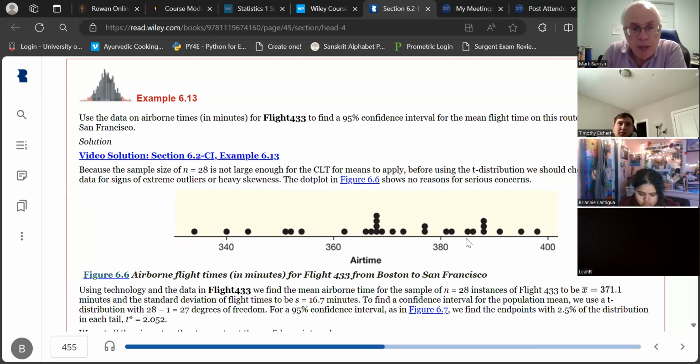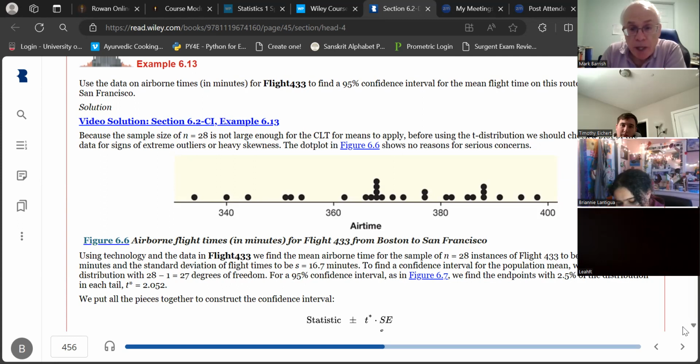All right. Now, they say that n is 28. It's not large enough for the central limit theorem. But let's assume that the population times are normal. This particular sample doesn't look like it's skewed too badly. So they're saying, okay, we'll use the T. Now, don't worry about testing to see if the T is appropriate or not. You'll never be asked to do that. Just assume that you'll be able to use the T for the sample mean.